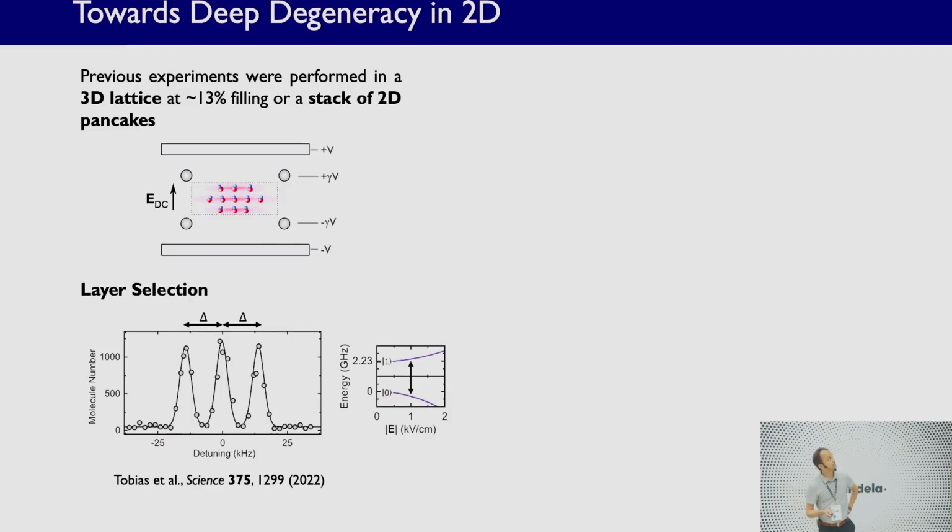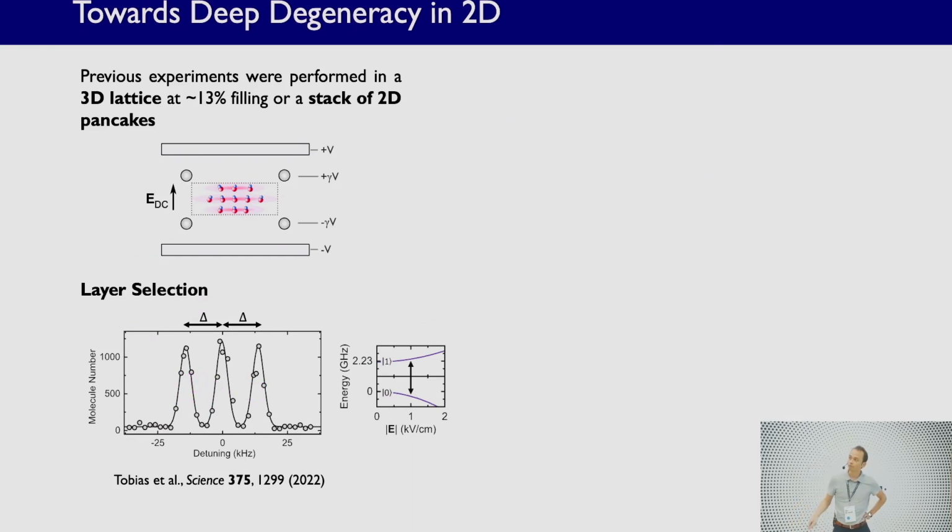But all these experiments were done in a 3D lattice at about 13% filling, or a stack of 2D pancakes at relatively low densities. So what we want to do now is bring this into the degenerate regime. Oh yeah, and we could select the different layers using RF spectroscopy, using an electric field gradient.